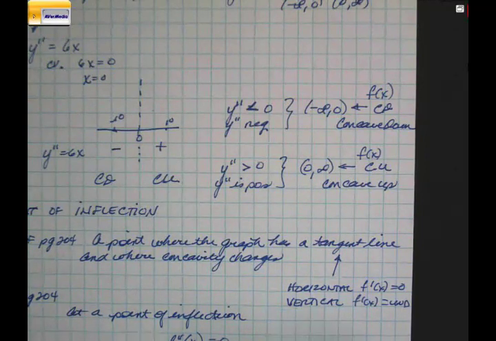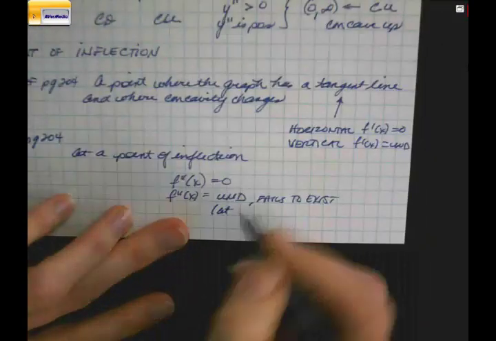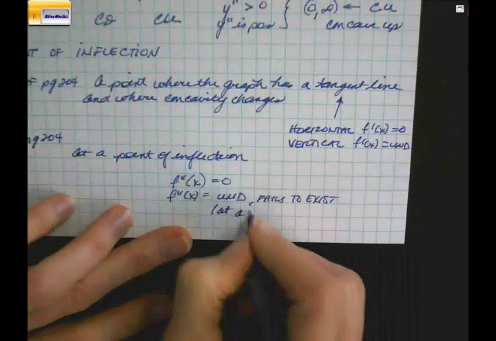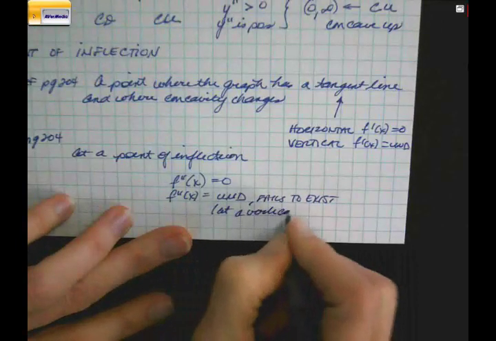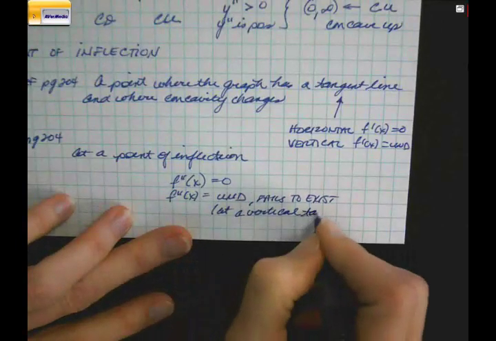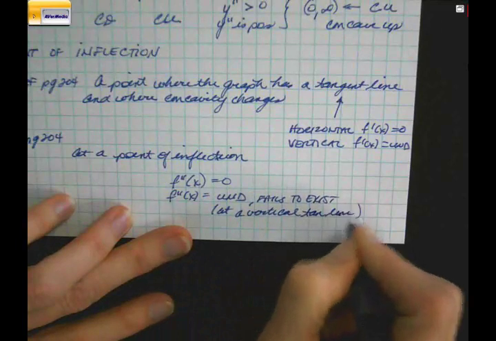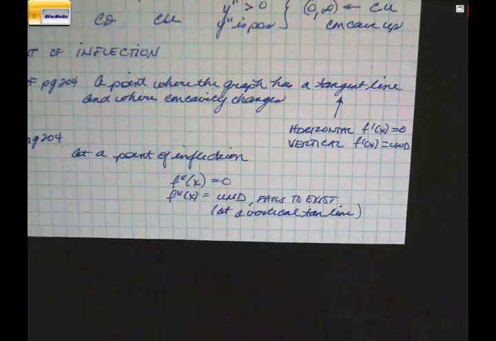Now, it's going to fail to exist at a vertical tangent line. If the first derivative is undefined, then the second derivative is undefined too. The first derivative is undefined at a vertical tangent line, so therefore the second derivative will also be undefined at a vertical tangent line.